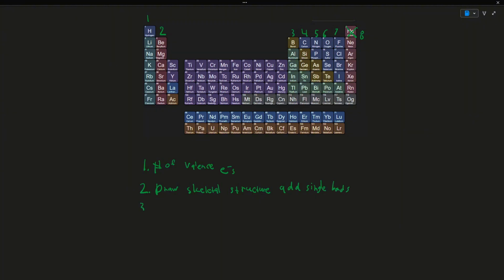So next, you're going to want to complete the octet around outer atoms first. So you want to start with the outer atoms first because oftentimes that will make it easier to finish off the structure. And next, you're going to want to place any remaining electrons on the central atom.